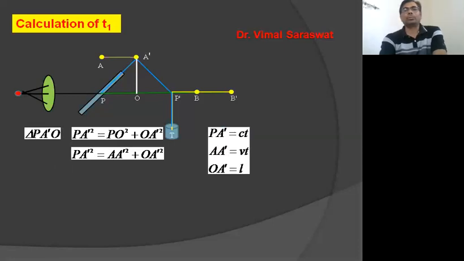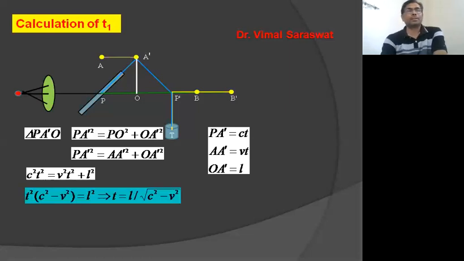So PA' is equal to c into t, AA' equals VT, and OA' equals L. We substituted all these three values from here to here. So c²t² equals v²t² plus L², or t²(c² − v²) equals L². And by solving this equation, we get T equals L upon root of c² − v².